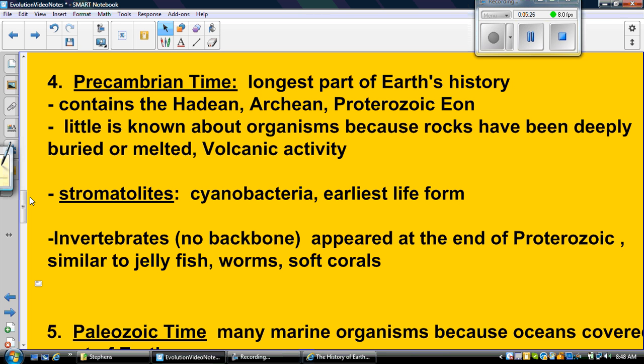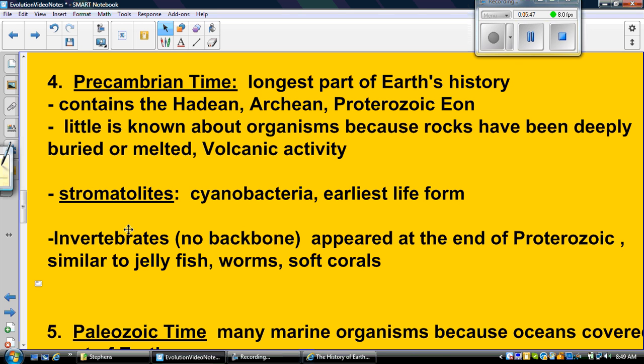What fossils we have found in the Precambrian time are what we call stromatolites. Those are cyanobacteria. These are what we say are the earliest life forms. Cyanobacteria can photosynthesize, so they could make their own food. And that's what we found as one of the earliest life forms.